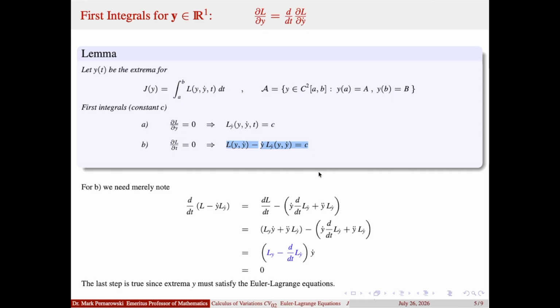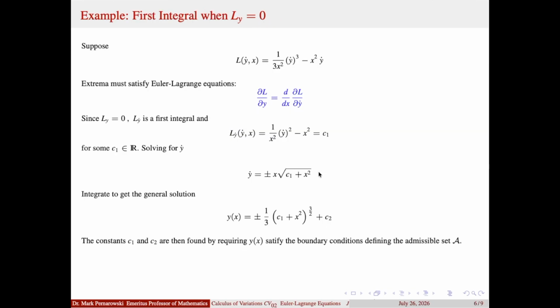You can use these two facts to solve these simpler problems. I'm going to show you some examples. These are all examples from now on, no more theory. So suppose I had a Lagrangian look like this, and I'm doing the integral on some interval. We don't really care too much about that right now. So if this is the Lagrangian, the extrema must satisfy this Euler-Lagrange equation. So let's first take a look at this.